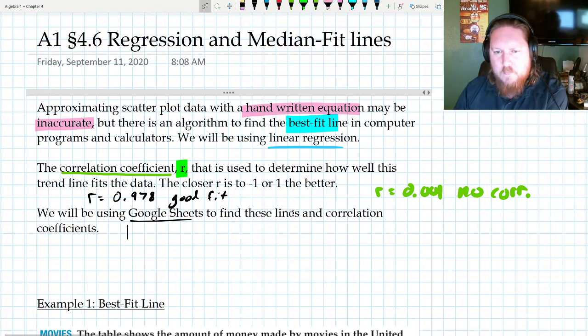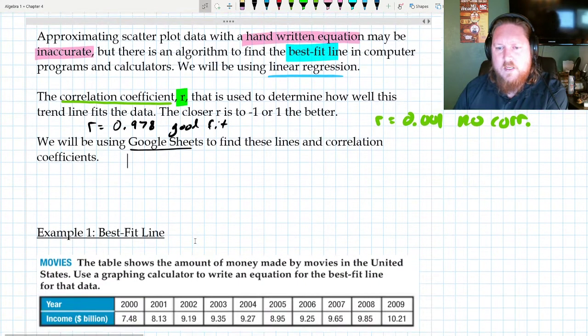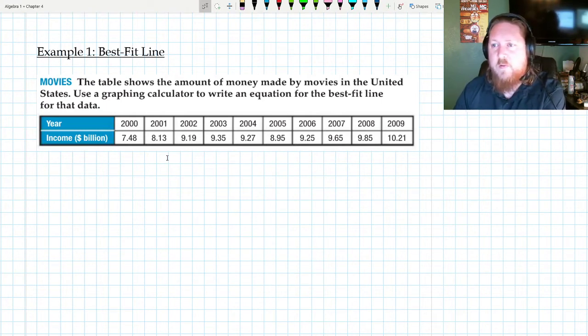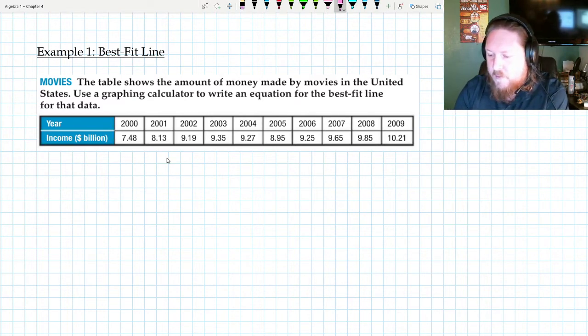So let's take a look at example one here, a best fit line. Here we've got a table, and it shows the amount of money made in movies in the United States. Use a graphing calculator to write an equation for the best fit line for the data. Whenever I see it say use a graphing calculator for this kind of problem, that means use the spreadsheet.